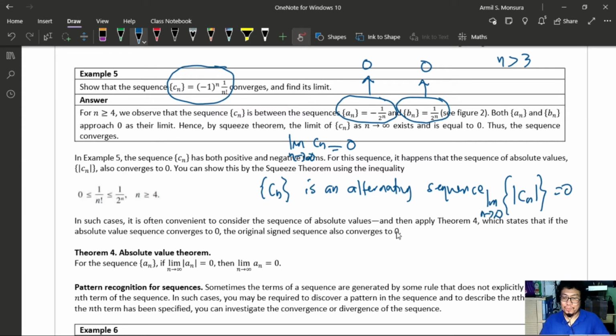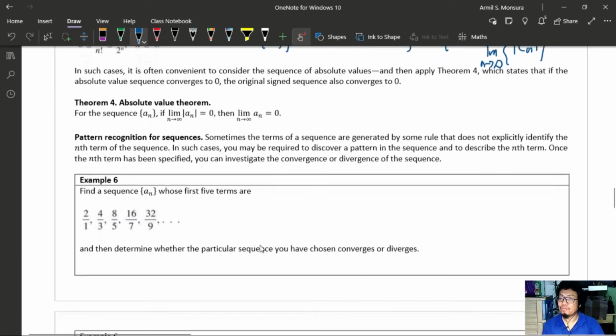Okay, so which means that if you're having difficulty finding the limit of an alternating sequence, then you can use theorem 4 to find the limit of the absolute value of that sequence. And then by theorem 4, the limit of the absolute value of that sequence also applies to the alternating sequence.